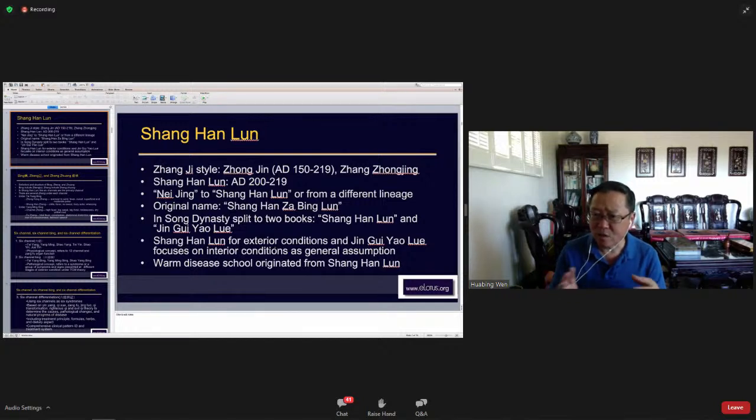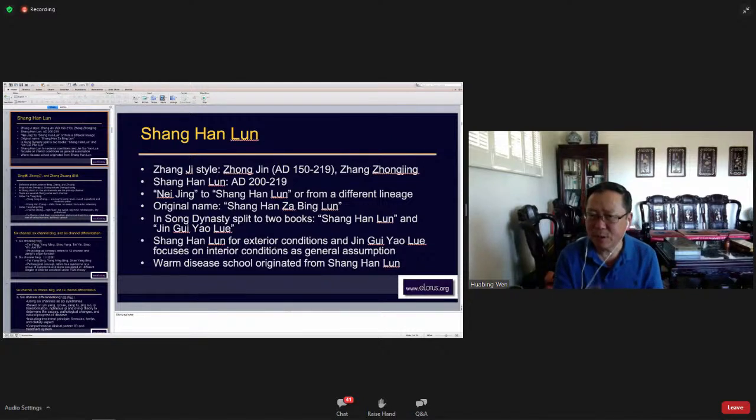I do see, actually in practice, just talking about the practice perspective, I prefer the Shang Han Wenbing combined model. For example, this time around with COVID, people come in presenting one very interesting symptom: they have a severe sore throat but a clear runny nose. Sore throat, we know, is heat toxin. Clear nasal discharge is wind or wind cold. So within one case, you actually see both wind cold and wind heat.